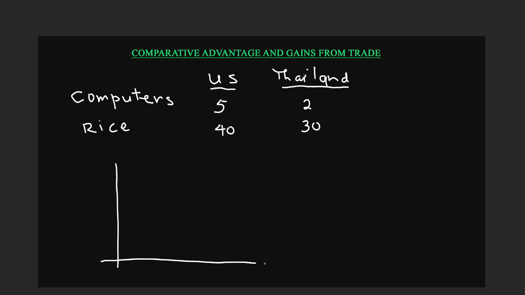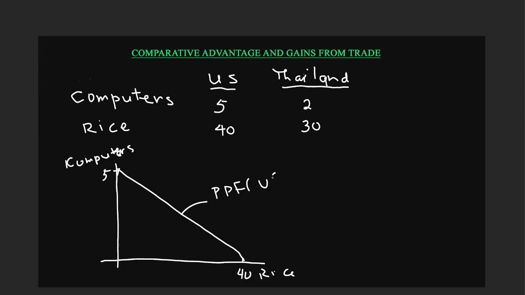Okay, let's plot the PPF for the United States. Let's put computers on the y-axis, and let's put rice on the x-axis. All right, so the US, given its resources or its workers, is able to produce 5 computers and 40 bags of rice. Okay, so let's join the 2 points. All right, so this is the production possibility frontier for the US.